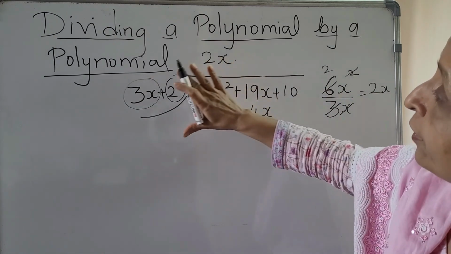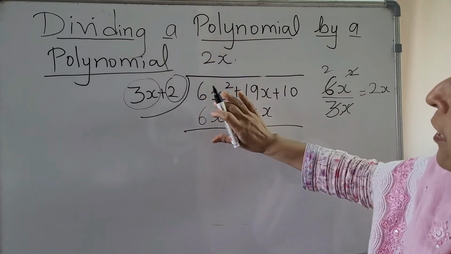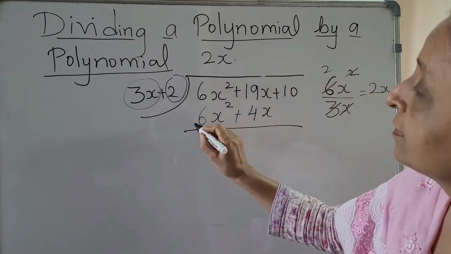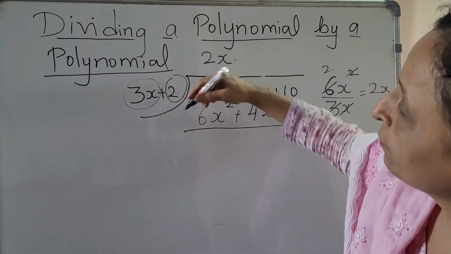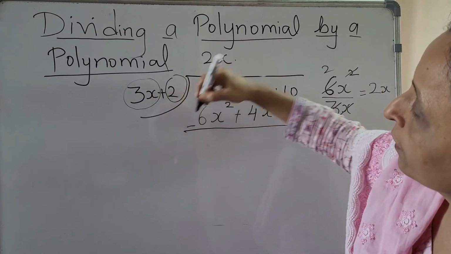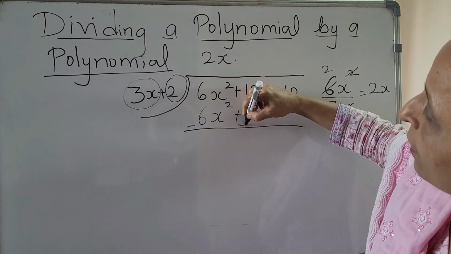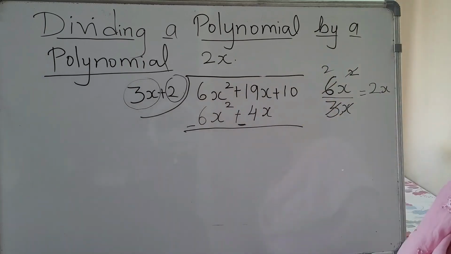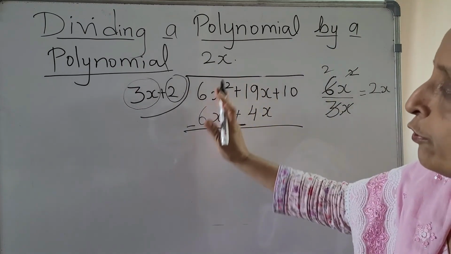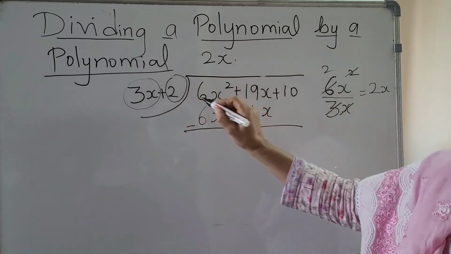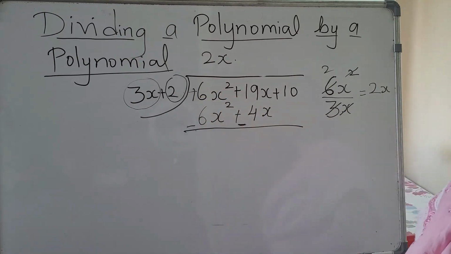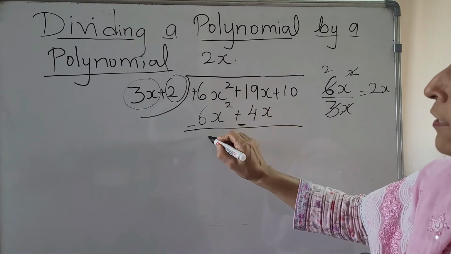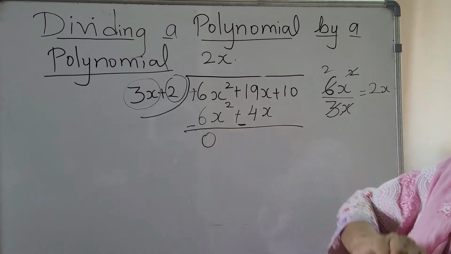Now, after you have multiplied and you have got this answer, put a minus sign. As usual, when you divide, you put a minus sign. You have to subtract. Same way here also you have to subtract. Now this is plus 6x square and this is minus 6x square. So naturally it is going to be 0.